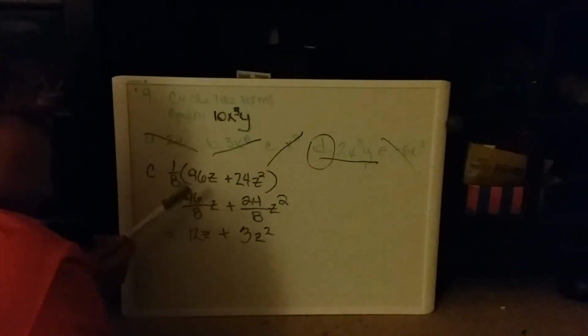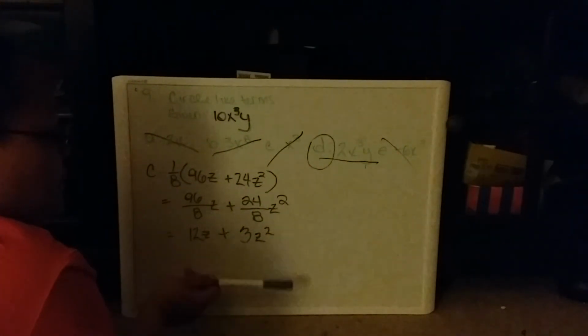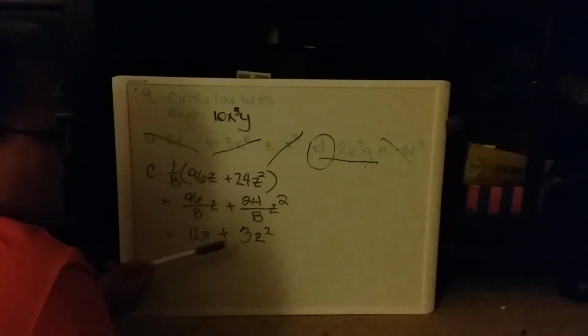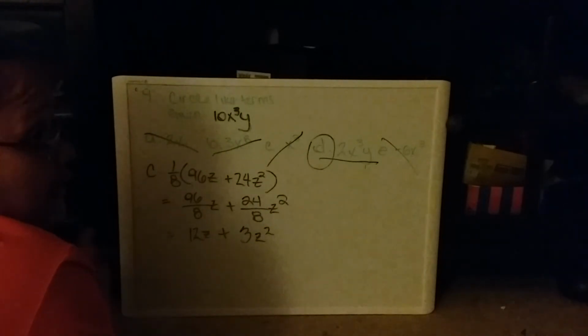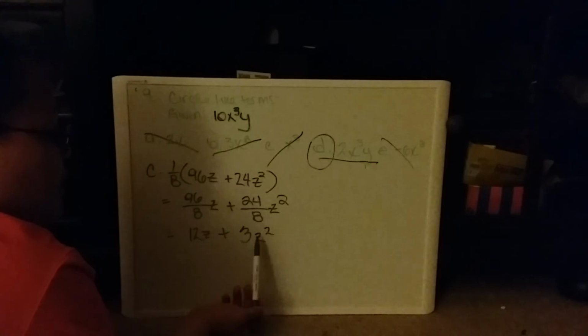Alright. So 96 divided by 8 is 12. 24 divided by 8 is 3. The last time I checked. And then you just bring these down. So z squared, you can't add it to a regular z because they're not the same. This is z squared. So they're not the same. This could be 4. This could be 16. You know, they could be something else.